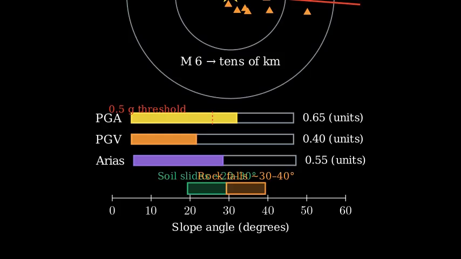Peak ground acceleration, peak ground velocity, and Arias intensity all correlate with landslides. Areas with very strong acceleration, for example above 0.5 g, are usually riddled with slope failures. Slope angle and material matter too. Rock falls often cluster around 30 to 40 degrees, and soil slides around 20 to 30 degrees.